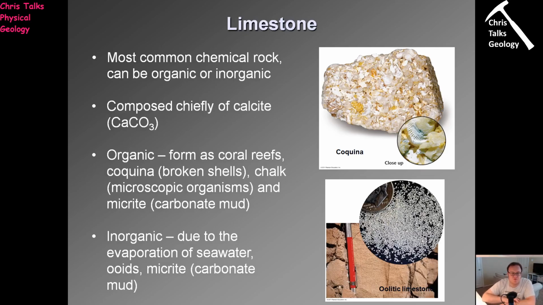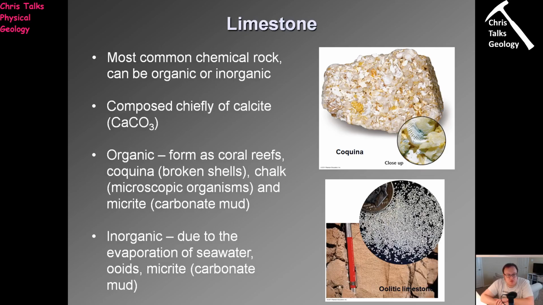So let's start off with the most common of all the chemical sedimentary rocks, and that's limestone. Now limestone has several different subgroups, and we're going to have a very quick look at some of them now. So limestone is the most common of the chemical sedimentary rocks, and it can be organic or inorganic in origin. There's a few ways in which we can make the calcium carbonate. So it's composed chiefly of the mineral calcite, and calcite has the chemical formula calcium carbonate, CaCO3.